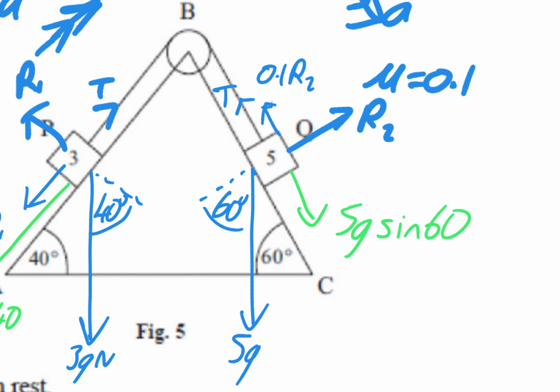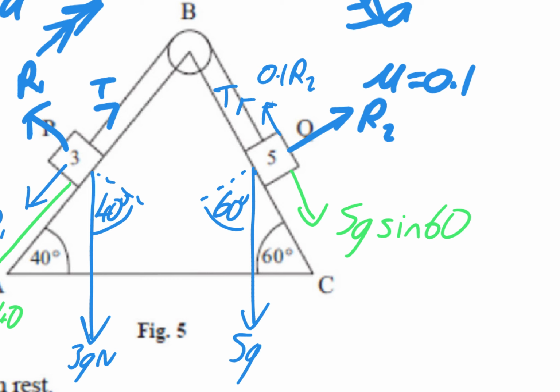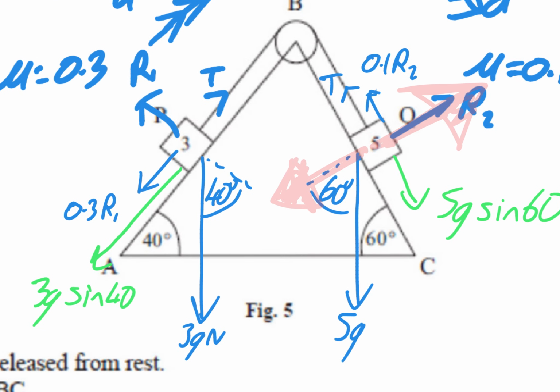R2 is just going to be equal to, so resolving perpendicular to your plane, I've got my R2 going this way, and going this way, I would have 5g cos 60. So R2 equals 5g cos 60. Same idea. My R1 is just going to be equal to 3g cos 40.